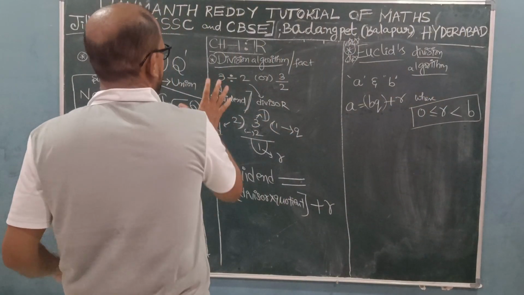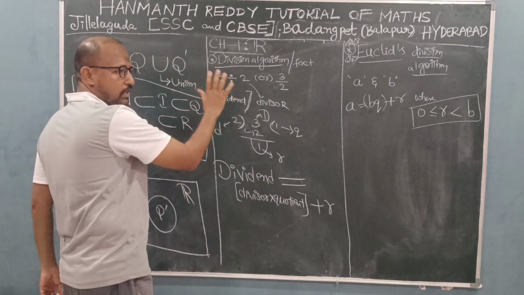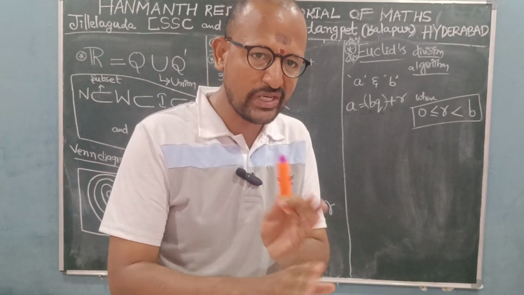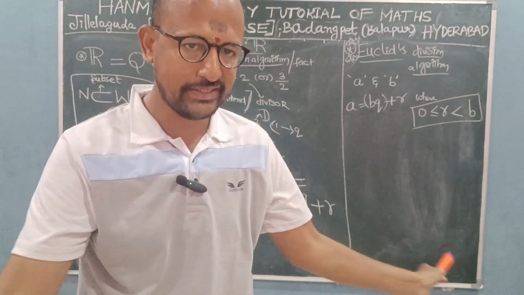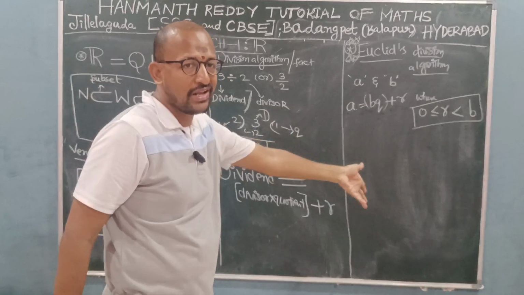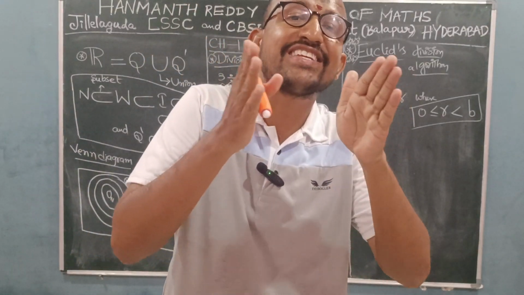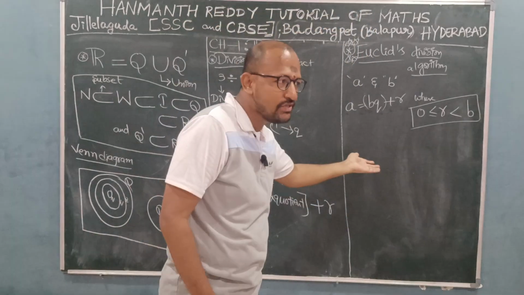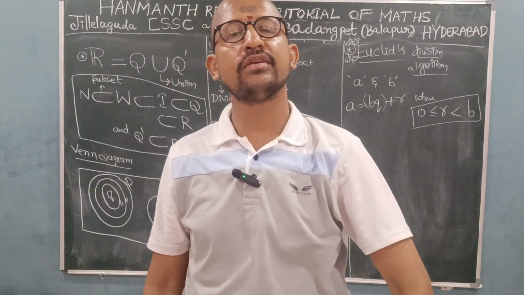Division algorithm is to find out the quotient and remainder. That's it. But whereas in Euclid's division algorithm, it is to find out the HCF of any two numbers. It means we have to carry out the division till we get the remainder 0.